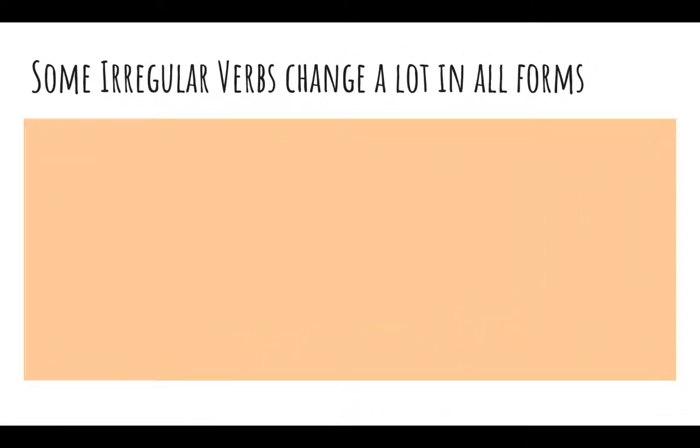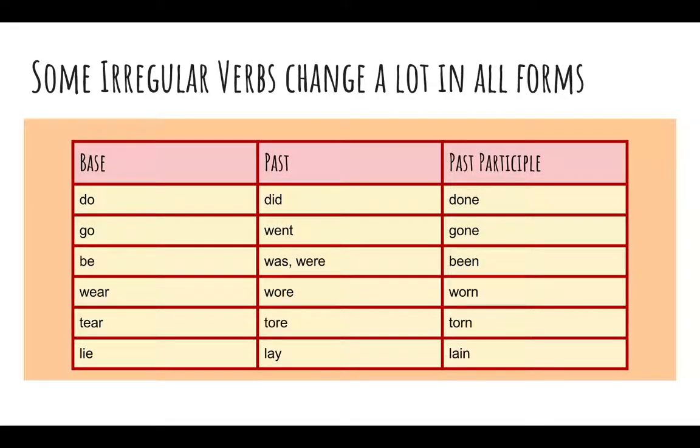Okay, then we get the highly frustrating ones. The ones that just change a ton in between their base form, their past form, and their past participle. Like do becomes did becomes done. Go, which is similar to do, then becomes went, and then becomes gone, which is similar to done. But the past is not anywhere near the same. Then we have one of my favorites. Be becomes was and were. I don't know why, but that's the form that they take. And then it becomes been.